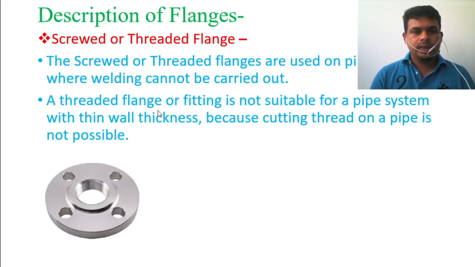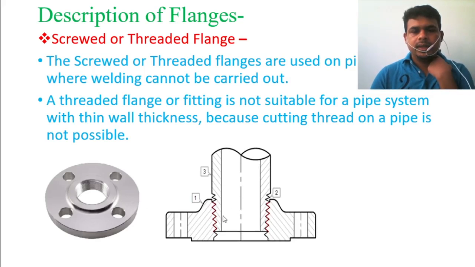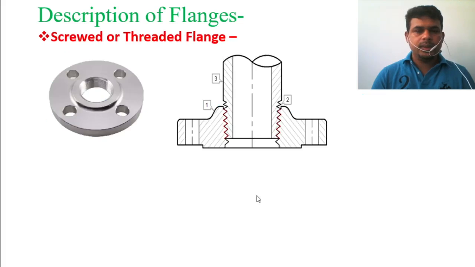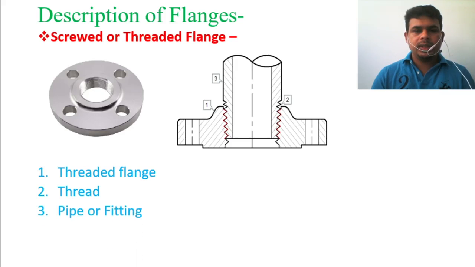So you can see in the photos, this is the screwed or threaded type flange. You see the right side figure, here is the thread. So the pipe also should be threaded, and the flange also threaded, so you can connect this by threading or screwing. So you can see 1, 2, 3. What are the 1, 2, 3? One is the threaded flange, 2 is the thread, and number 3 is the pipe or fittings, so it can be pipe or fittings also.